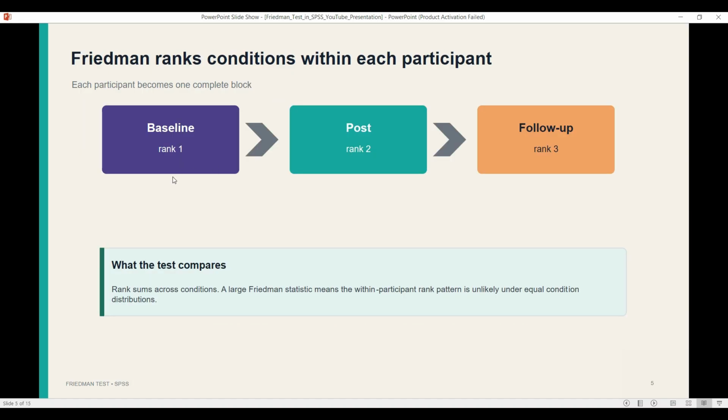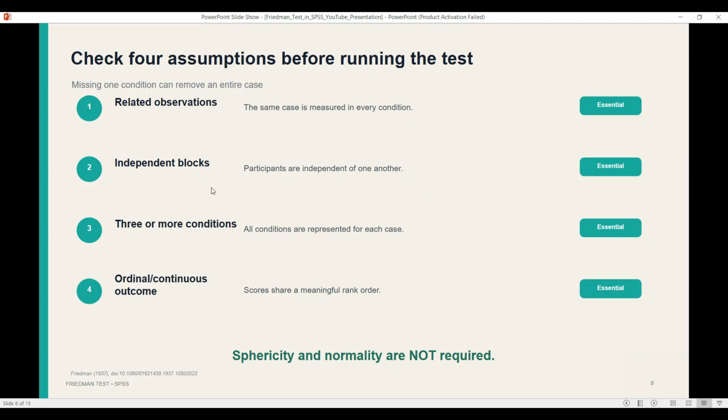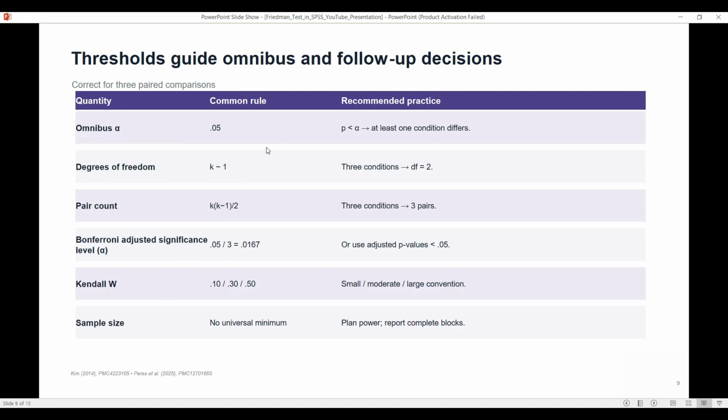So we have ranked the observations at baseline, post, and follow-up. Check four assumptions before running the test. First is related observations, so definitely all three observations are related. Independent blocks: participants are independent of one another. Three or more conditions, with all conditions represented for each case, and an ordinal or continuous variable. And these are the threshold values.